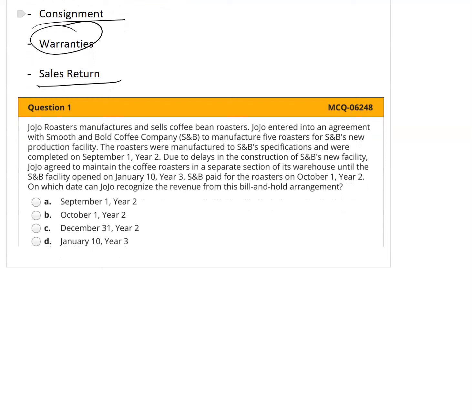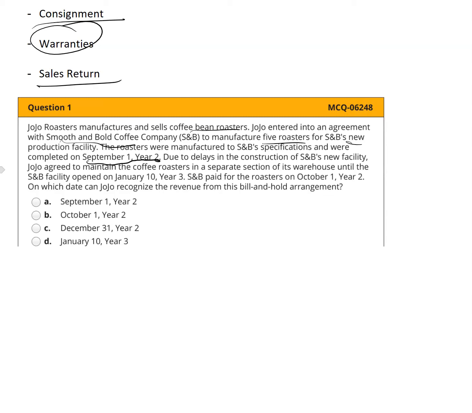Let's see. Jojo Roasters manufactures and sells coffee beans, and they entered into a contract with Smooth and Bold Coffee to manufacture 5 roasters for their new facilities. The roasters were manufactured based on their specifications, and they were completed on time. That was the contract date: they completed on September 1st, year 2.